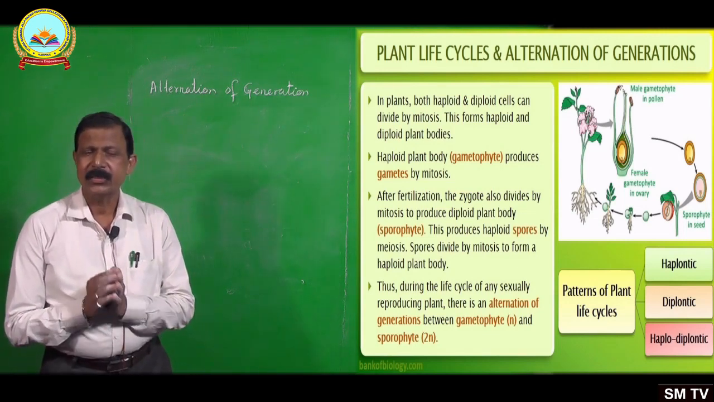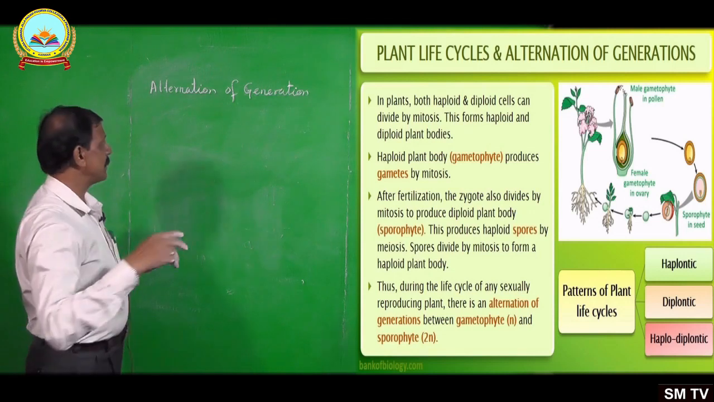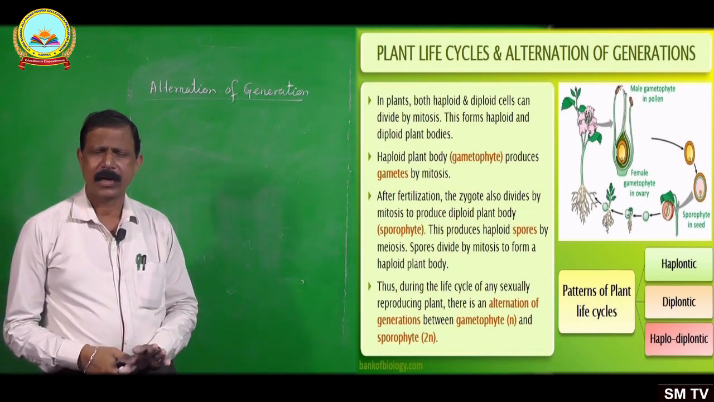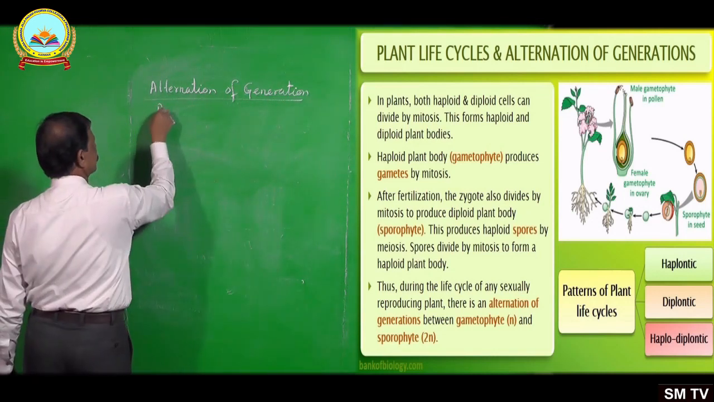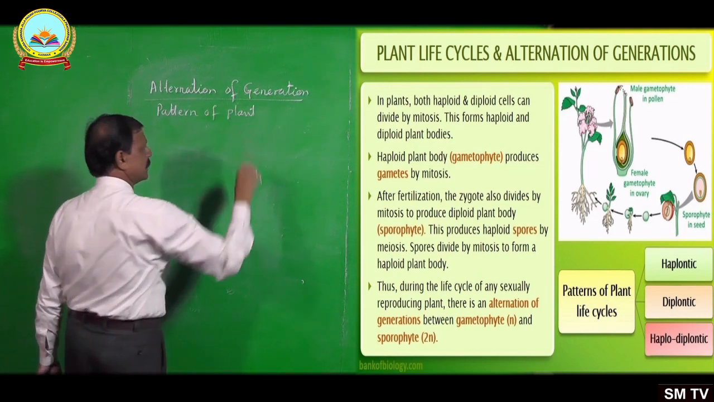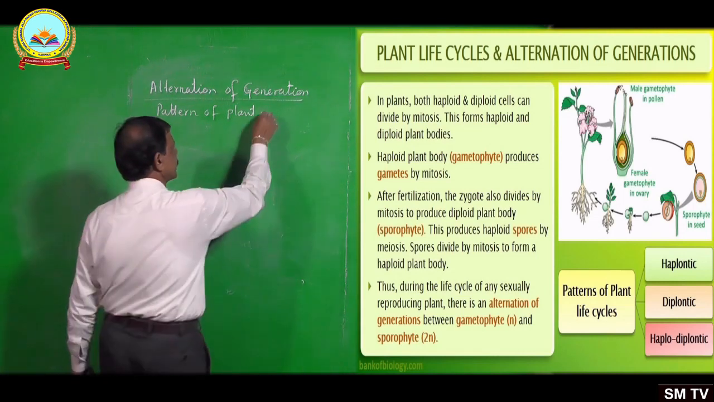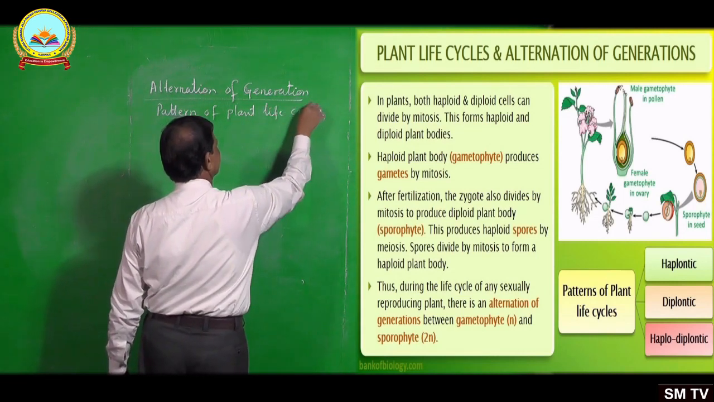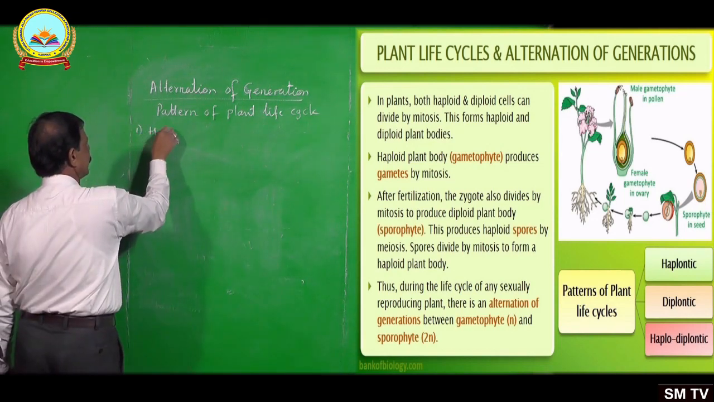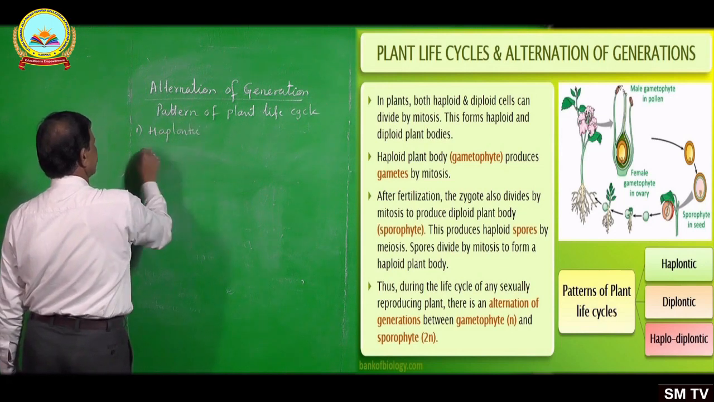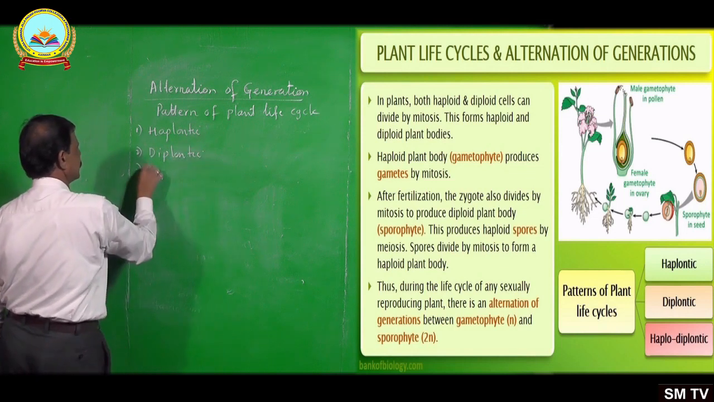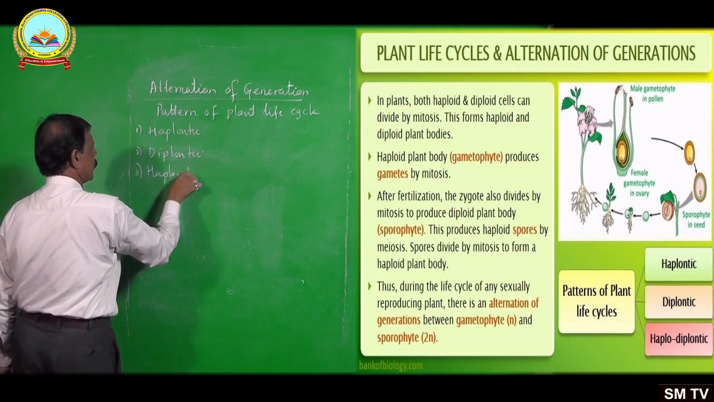With this only they can complete their life cycle. Three different types of alternation of generation you can see in all plants, and that is the pattern of plant life cycle. There are three patterns of plant life cycle. One is haplontic, next one is diplontic, and the last one is haplodiplontic.